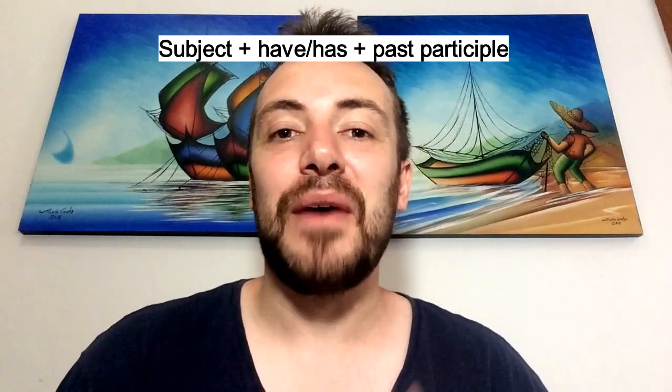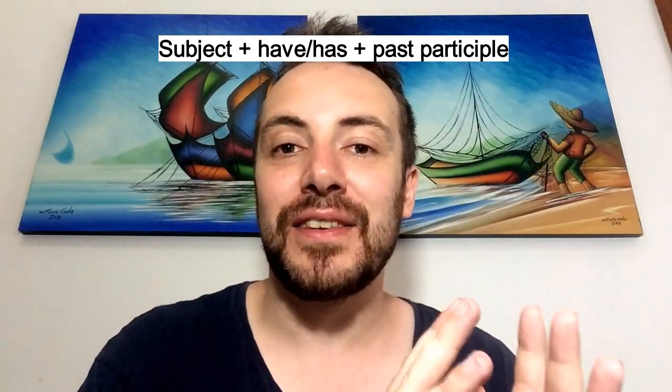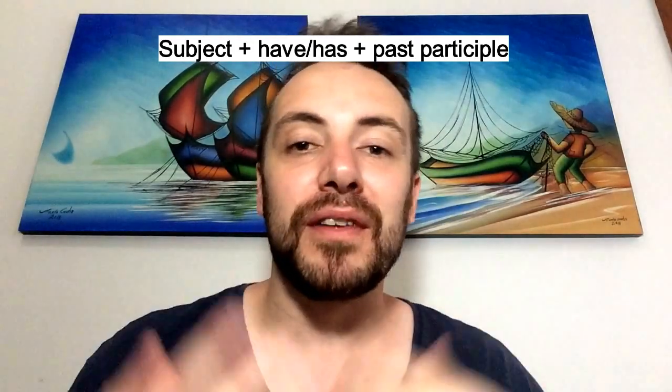Okay, so that's how we structure it. I have blah blah blah, he has da da da. So subject plus have or has plus the past participle. That's how we structure it. But what does it mean? Okay, let me give you an example.